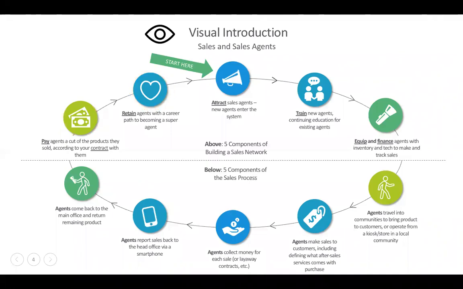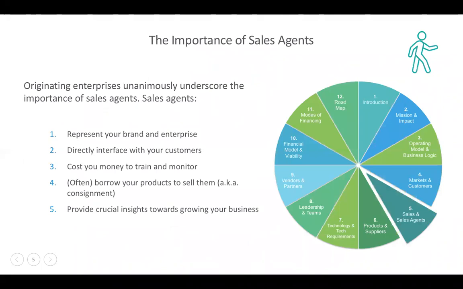So now, stepping back from the individual icons, notice that the bottom 5 icons refer to the sales process. These are things that sales agents themselves do. The top 5 icons are things that the enterprise does to build and support the sales network. After defining who your sales agents are, we'll give you an overview of each of these groups of 5 icons in turn. Be sure to review the slide deck and notes for more in-depth examples, tips, and commentary.